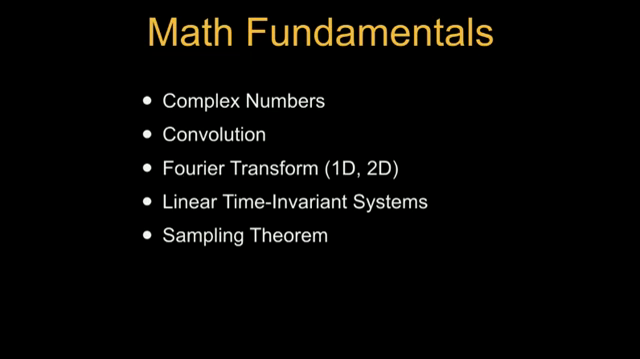The first is complex numbers, which I'm sure most of you know, but we'll look at some of the important properties. Then there's convolution, which is a mathematical operation involving two functions. And this is very basic for a lot of signal processing approaches. Then we will look at Fourier transforms in 1 dimension and 2 dimensions, which is the key to working with a lot of the MRI math.